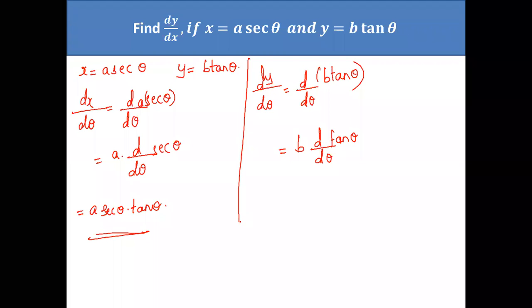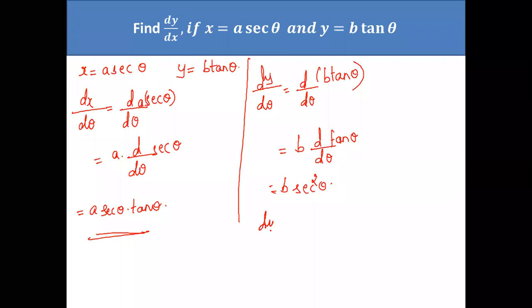Good, Elvina. Ashwini, what is the derivative of tan theta? Check your answer. Clara, Bhagya, secant square theta. Good, Clara. Yes. So b into the derivative of tan theta is secant square theta.